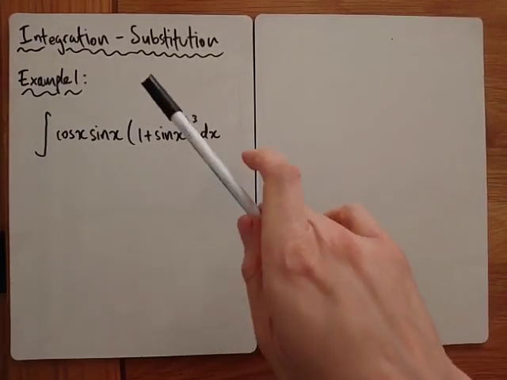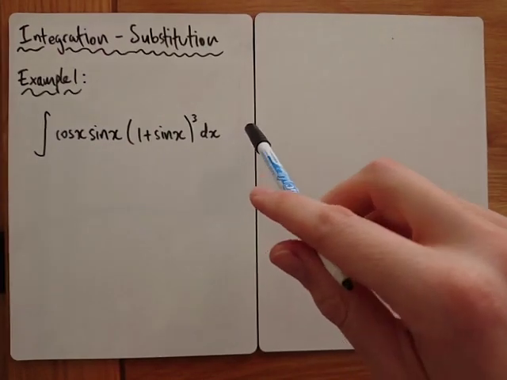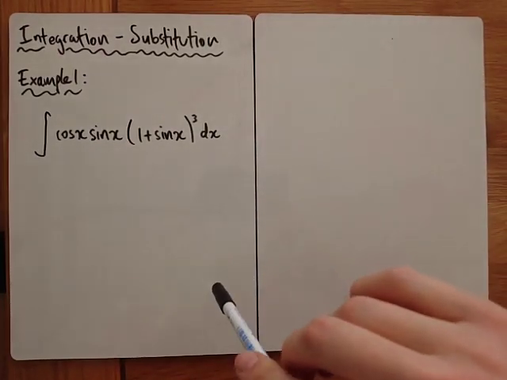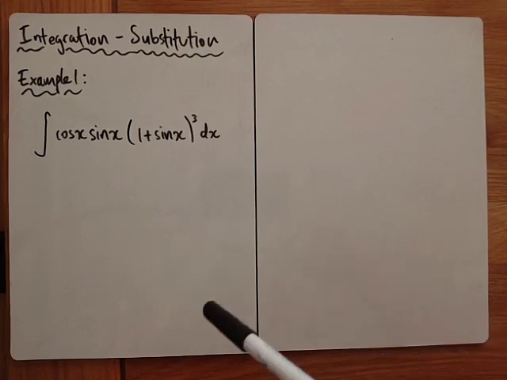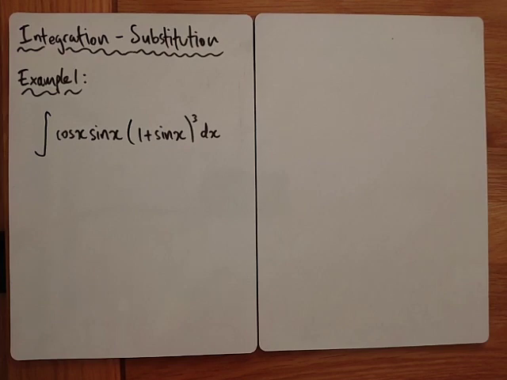This is the second video on the technique, integration by substitution. And in this one, we're going to look at a couple of questions involving some trigonometry and some with limits as well. Okay. First example is integrate cos x sin x multiplied by (1 plus sin x) cubed.